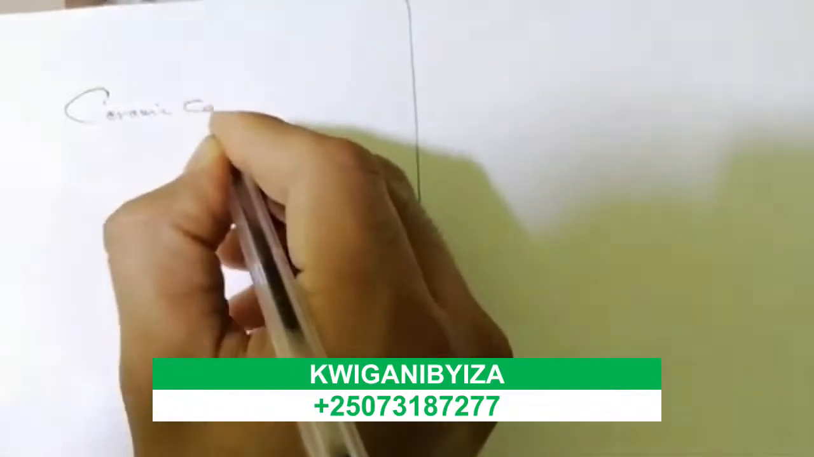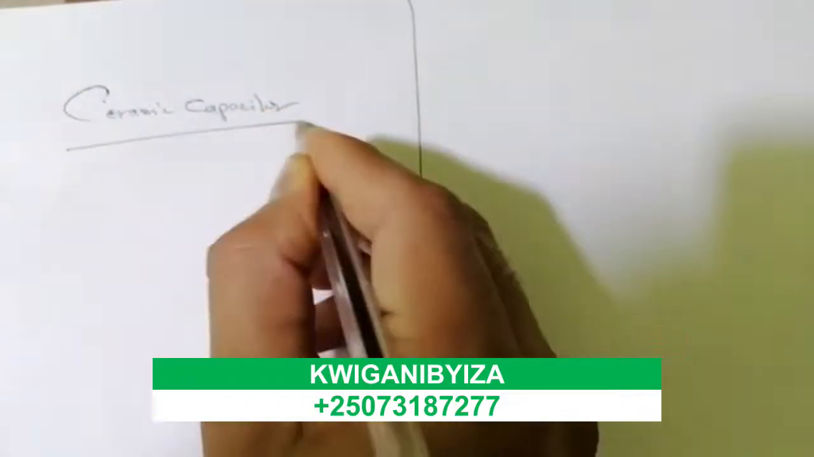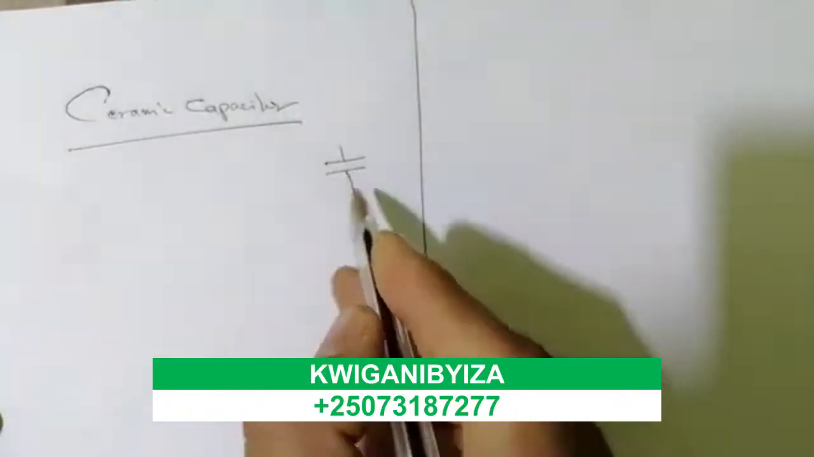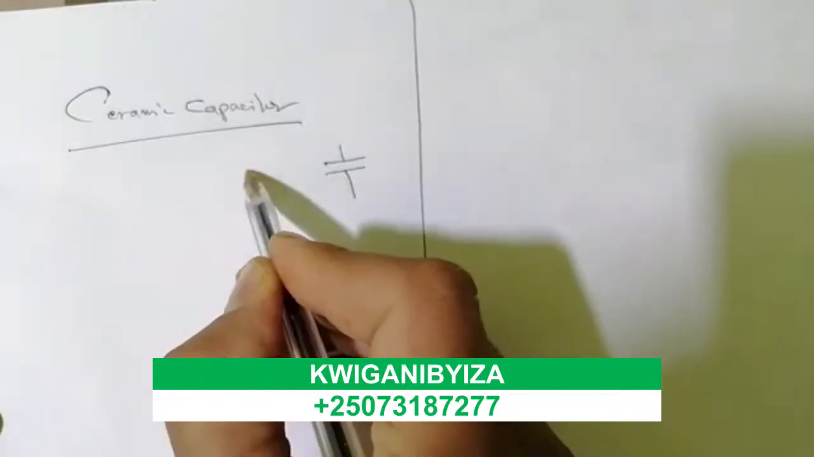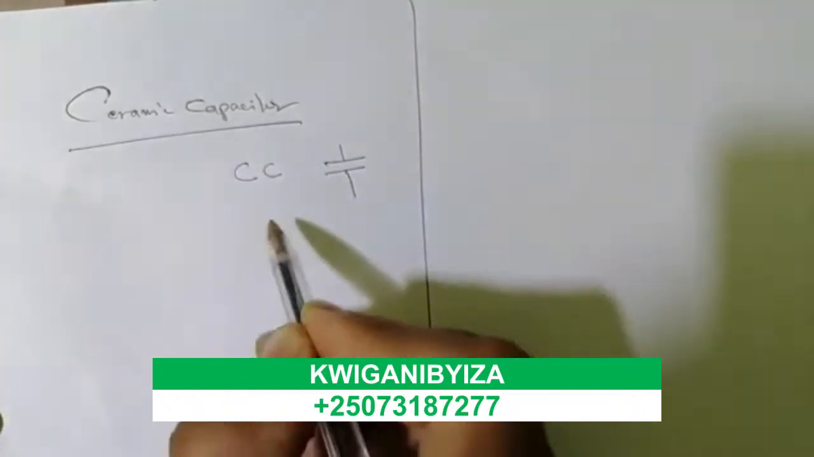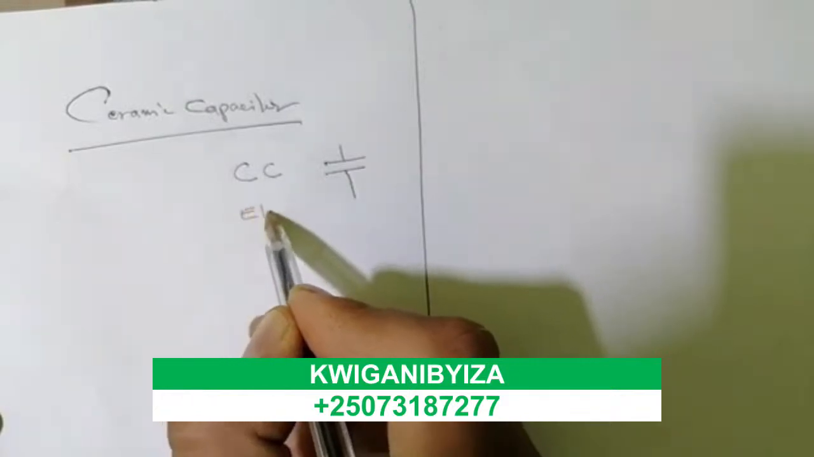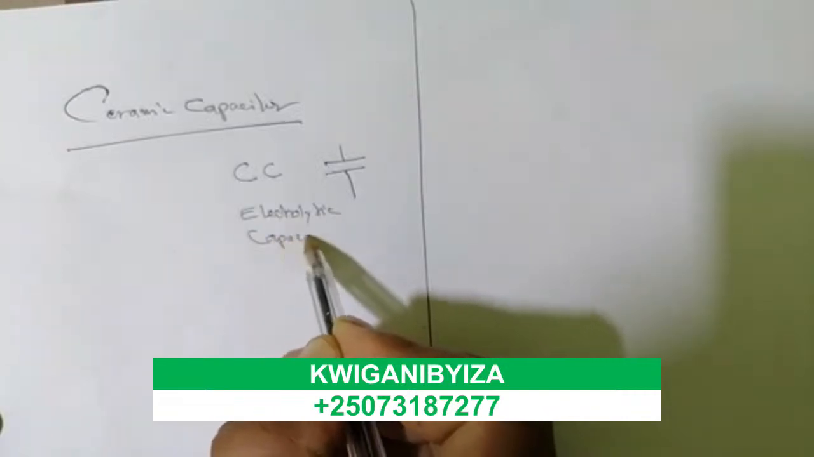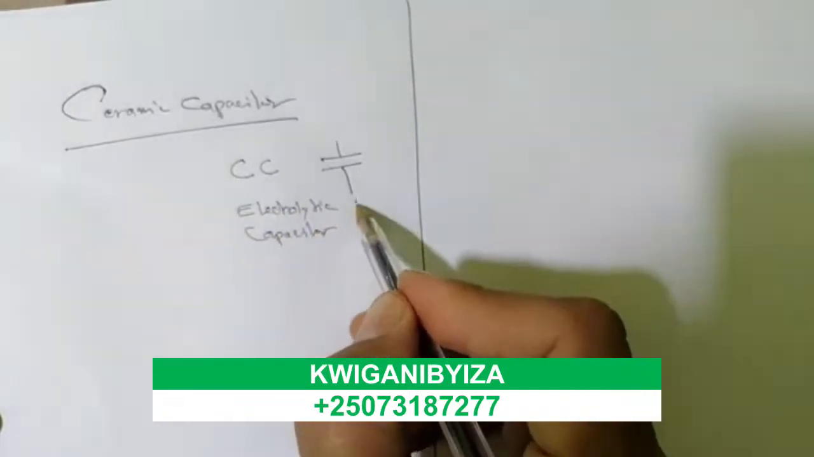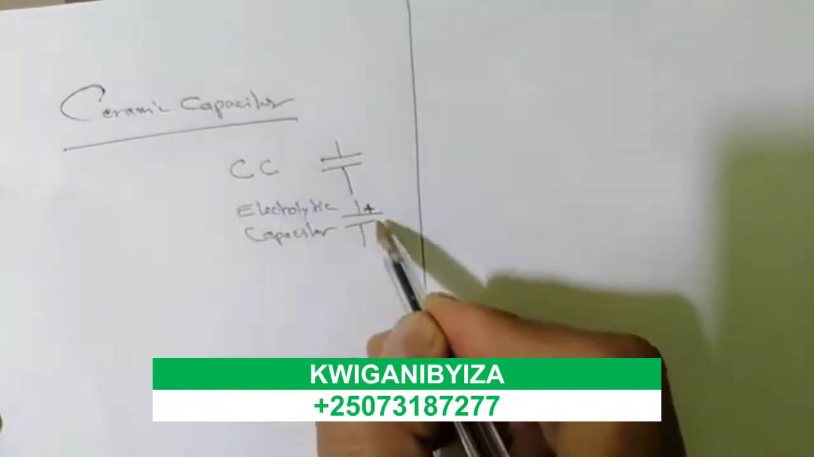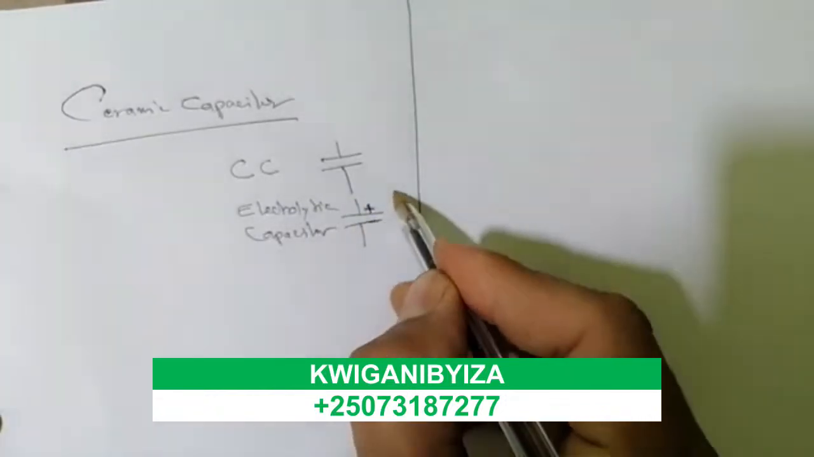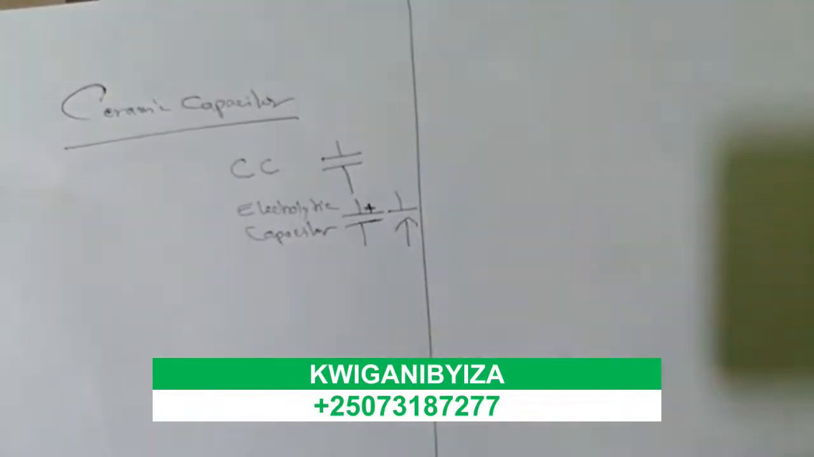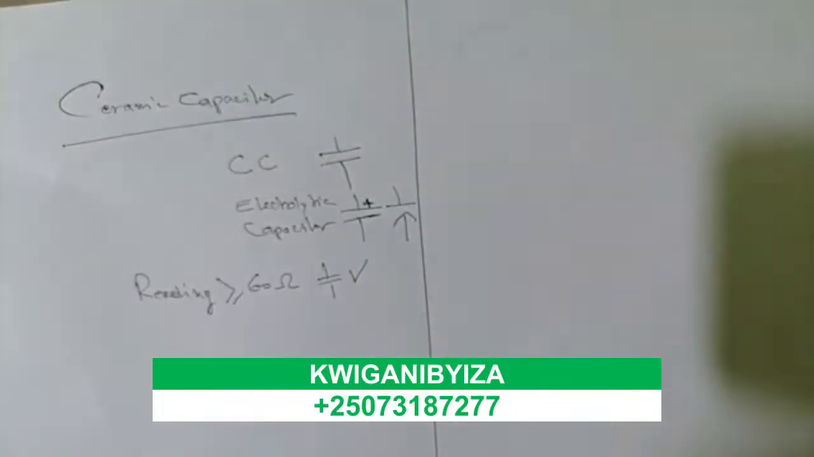Okay, so the symbol for the ceramic capacitor is this one. It's not a polarized capacitor. This is basically the ceramic capacitor. But for the electrolytic capacitor, its symbol is, as you can see, this. We have a plus here, or you can also find this symbol, which also means minus. Okay, so the capacitor is good.